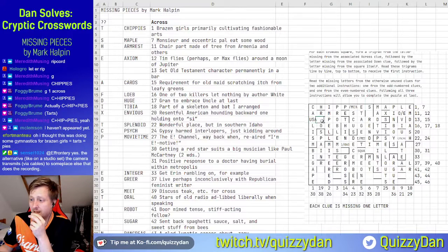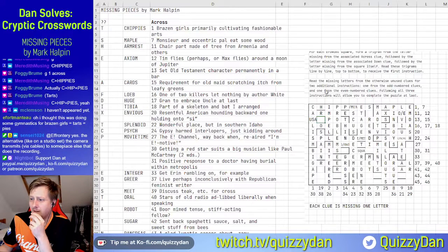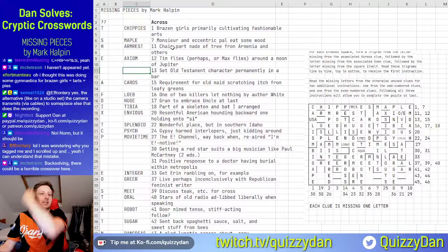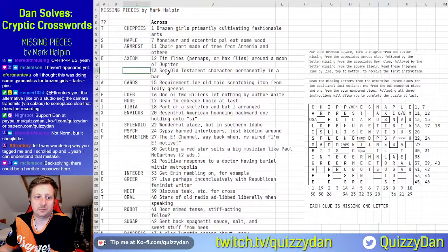Teapot is all I can get there. A set could be a TV, of course. Okay, not getting it. There could be, Matt Clemson, because I still don't understand the instructions. I will be brutally honest.